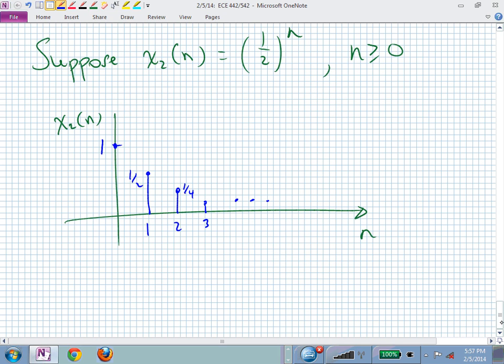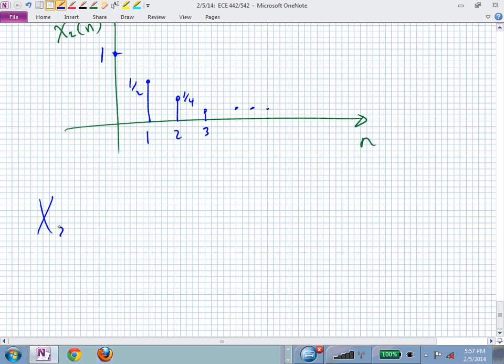We can now find its z-transform. Capital X sub 2 of z is now this sum from n equals minus infinity to infinity of x sub 2 of n z to the minus n.